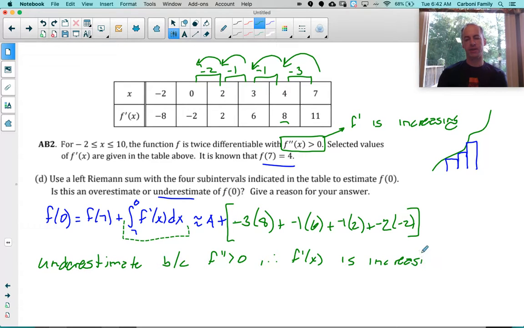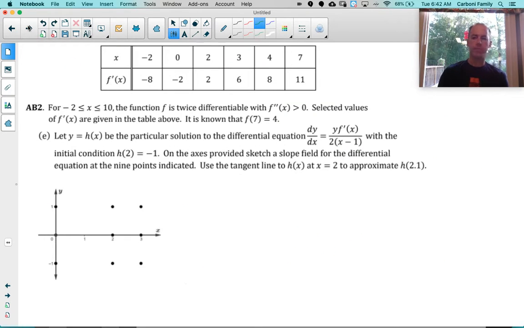They're looking for a connection to the fact that the function under which you found area or estimated area is increasing. So finally, that brings us to part E, and this is a differential equation question. We have dy dx is all this mess. Initial condition h of 2, so h is the solution. We have an initial condition h of 2 is -1. Sketch a slope field for that differential equation, and then use the tangent line at h at 2 to approximate h of 2.1. So two separate problems. I don't think they are going to be related.